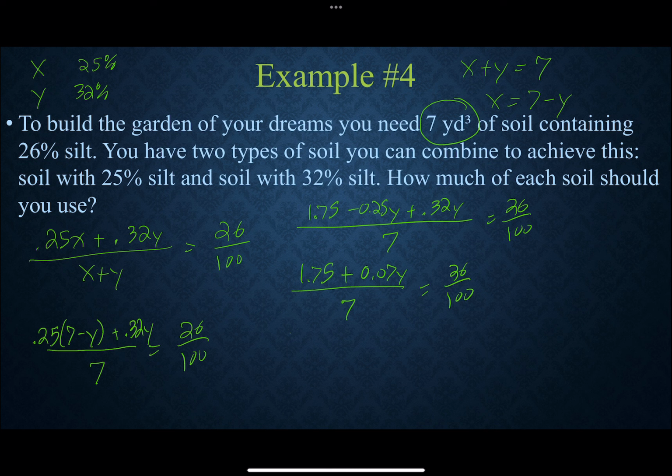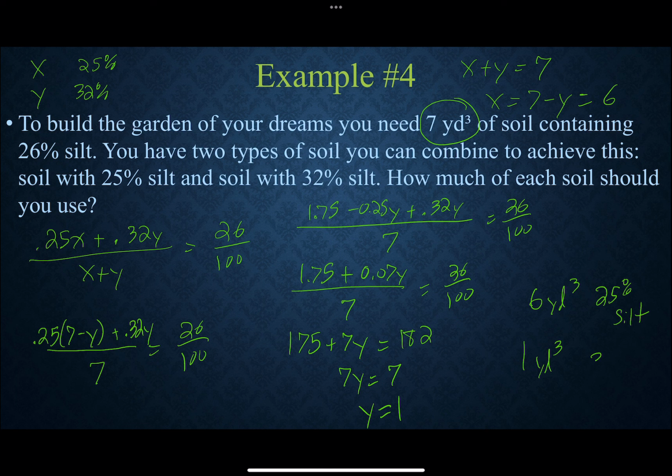Cross multiplying, we get 175 plus 7y. 26 times 7 is 182. Subtracting, we get 7y equals 7, which means y is 1. So if y is 1, x is 6. So we're going to have 6 cubic yards of the 25% silt, and then we're going to have 1 cubic yard of the 32% silt. Again, always make sure you're describing what your answer actually represents.